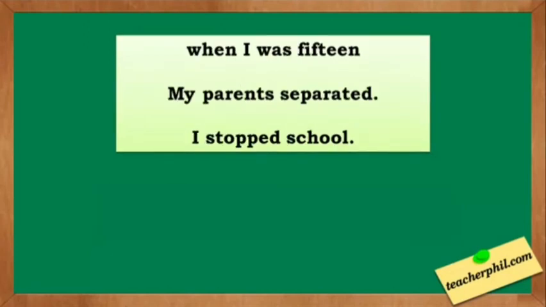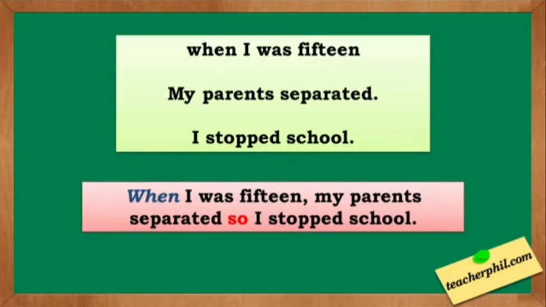And the last one, when I was 15, my parents separated. I stopped school. The correct answer is when I was 15, my parents separated, so I stopped school. When I was 15 is our dependent clause. My parents separated and I stopped school are our independent clauses. Since the dependent clause comes first in this sentence, we need to put a comma after it.